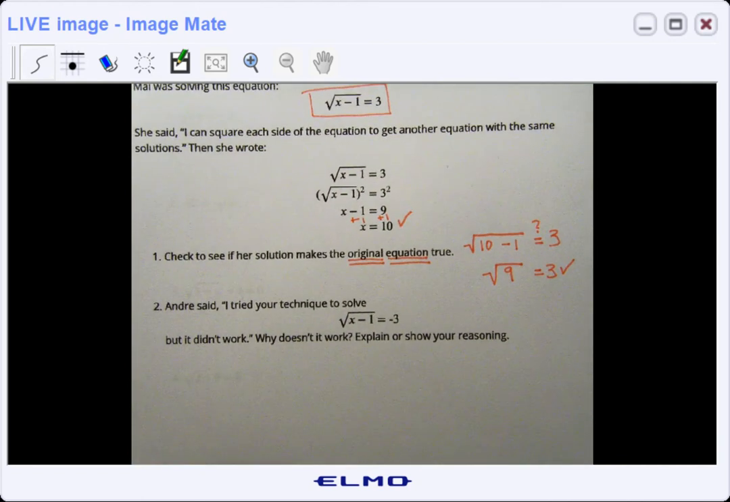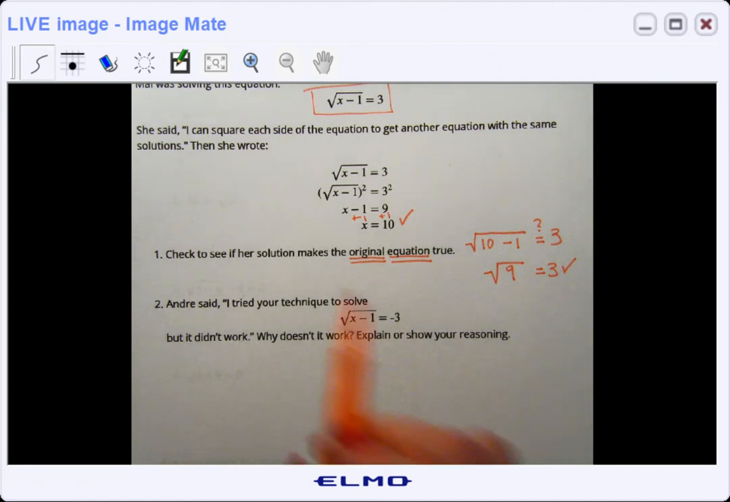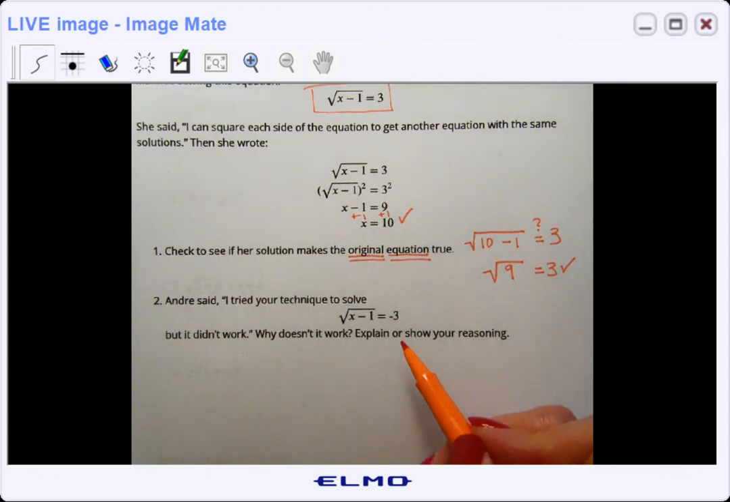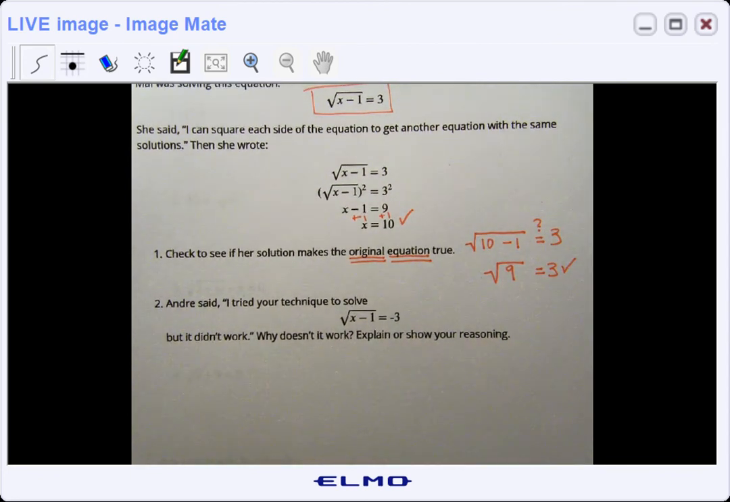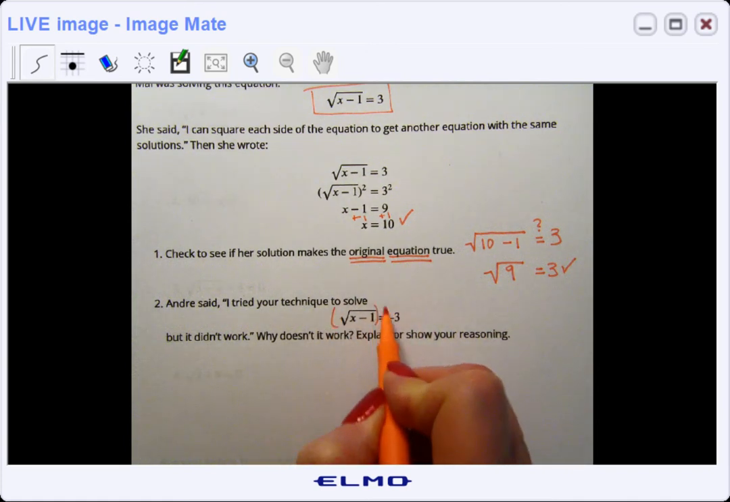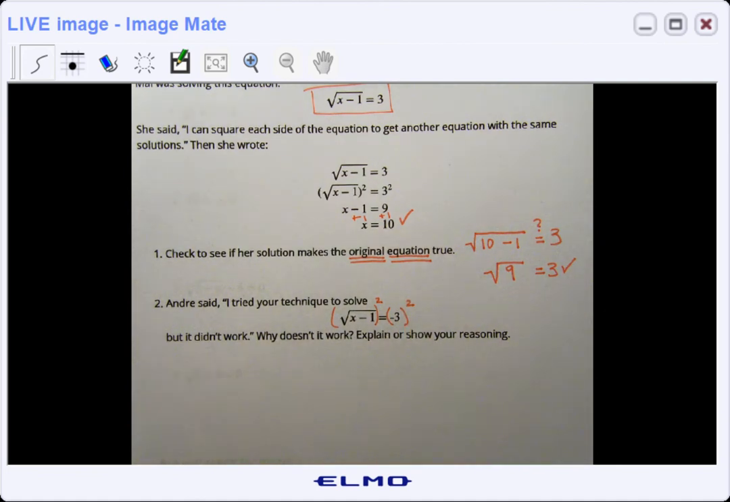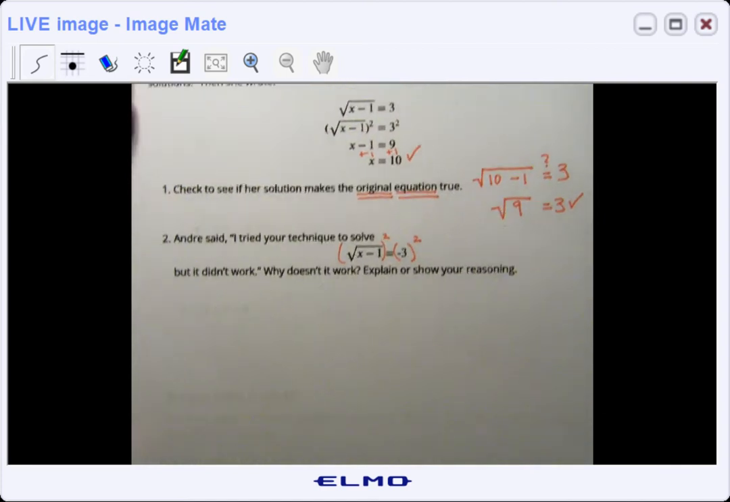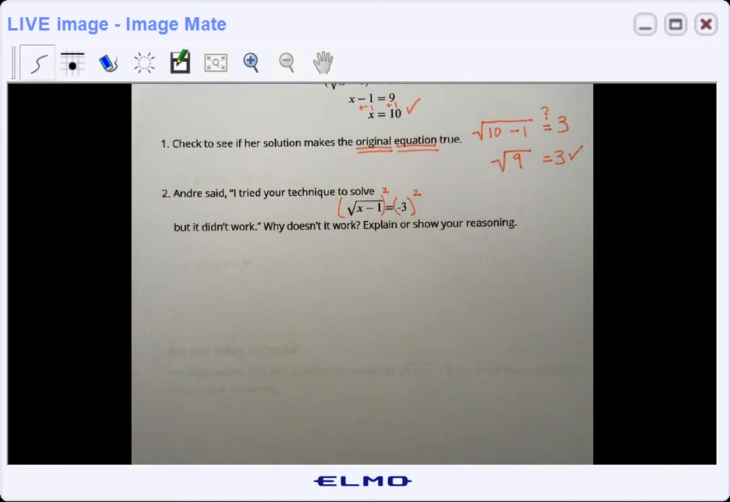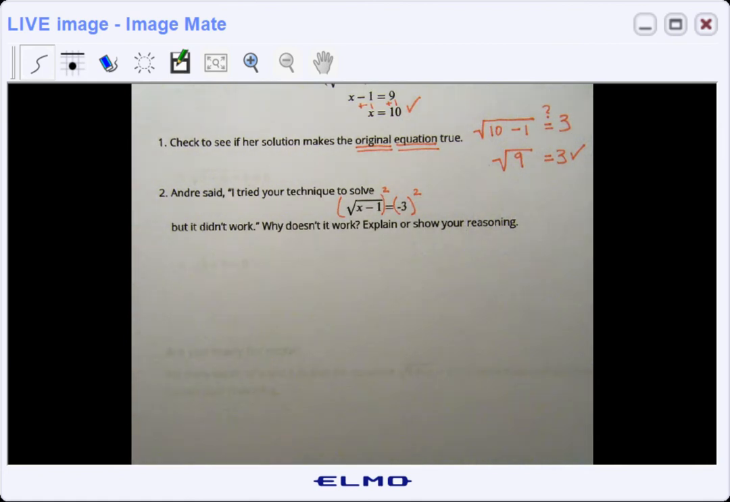So then looking at the next example, this is Andre. Andre says, I tried your technique to solve this, but it didn't work. Why doesn't it work? Well, let's look at what Andre's trying to solve. He's trying to make a positive value equal to a negative value. So if he just took her advice and squared both sides of the equation, it gets a little bit tricky because it kind of looks like it's going to work out. Okay, so let's investigate, see what's going on here. I think Andre has figured out something.